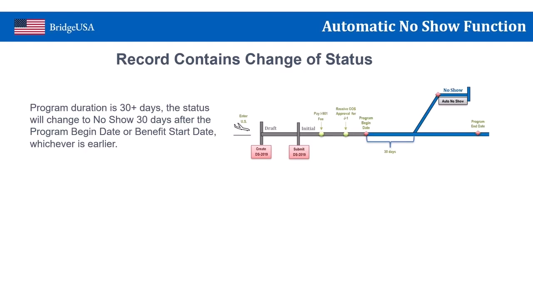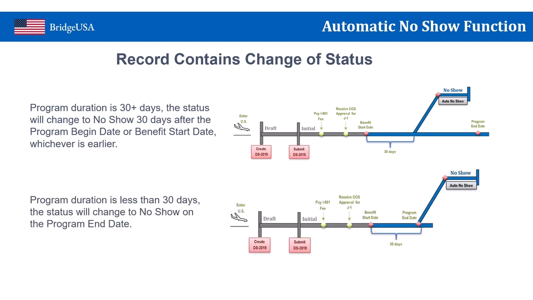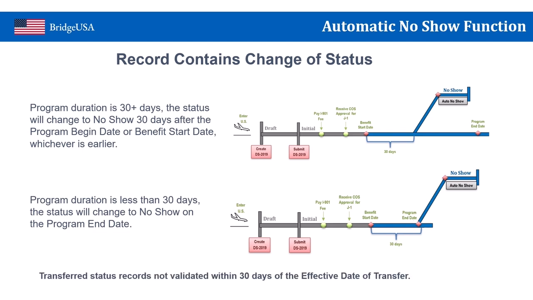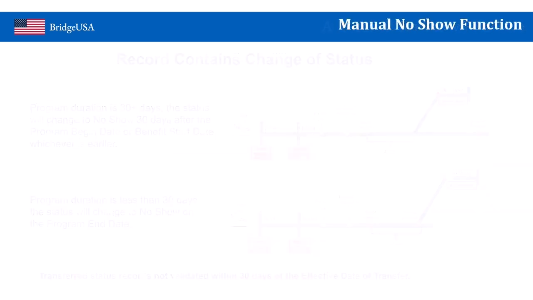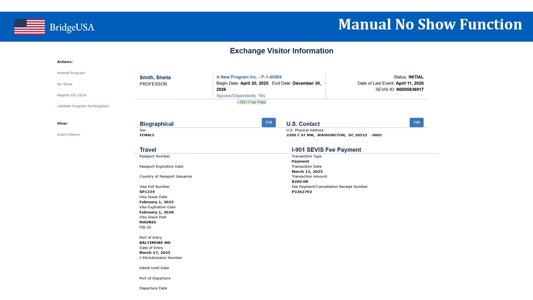If the record contains change of status approval information and the program duration is greater than 30 days, the status will change to no-show 30 days after the program begin date or benefit start date, whichever is earlier. If the record contains change of status approval information and the program duration is less than 30 days, the status will change to no-show on the program end date. If the record was transferred, the status will change to no-show 30 days after the effective date of transfer. To manually no-show an exchange visitor record, click the no-show link on the Exchange Visitor Information page.